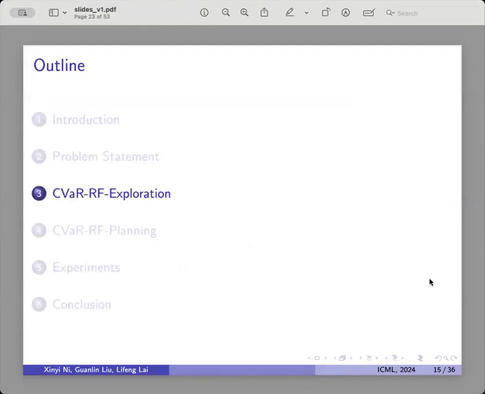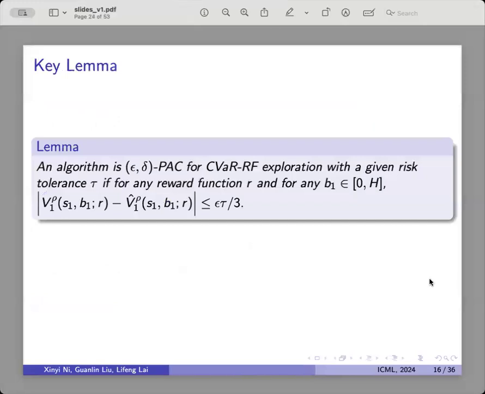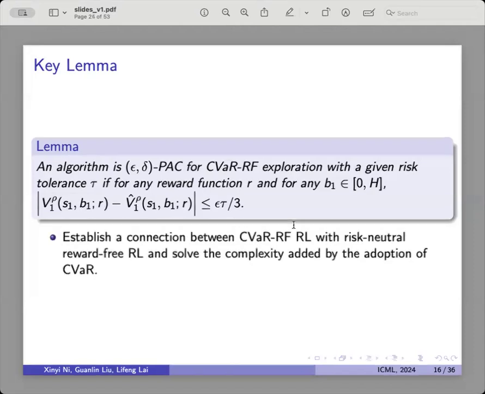Now we are going to introduce our methodology here. Before we present our CVaR exploration algorithm, we first provide a key lemma. The lemma says that an algorithm is epsilon delta PAC for CVaR exploration with a given risk tolerance tau if for any reward function R and for any B1 in 0 to H, the error between the value function under the true transition probability and the value function under the empirical transition probability is less than or equal to epsilon tau divided by 3.